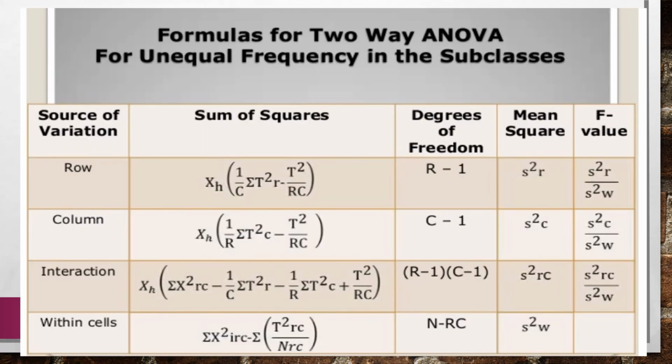So these are the formulas for two-way ANOVA for equal frequency.